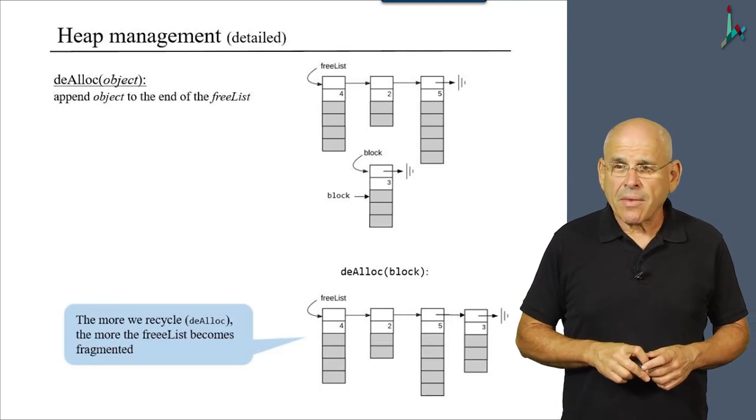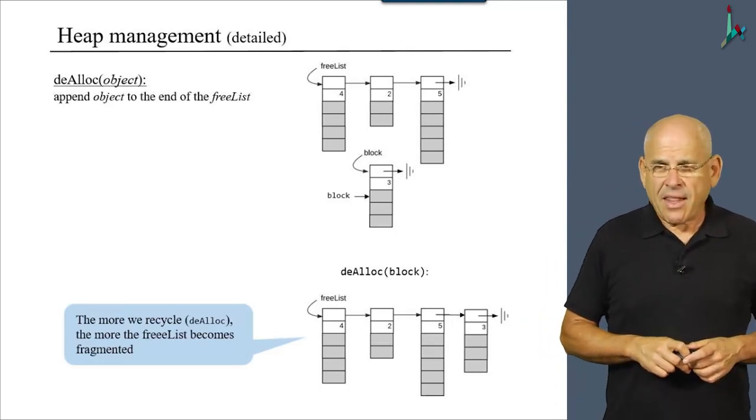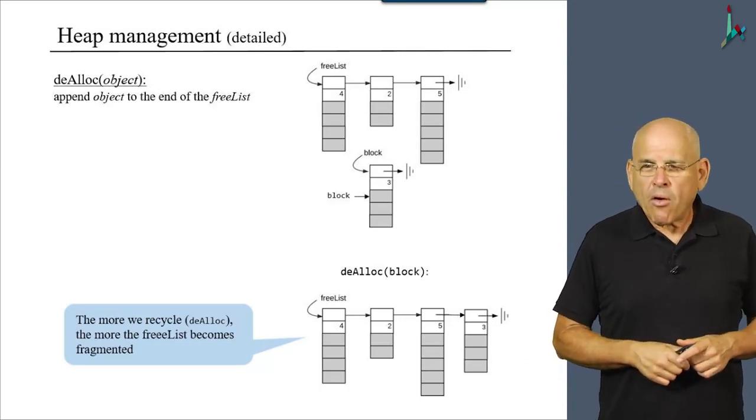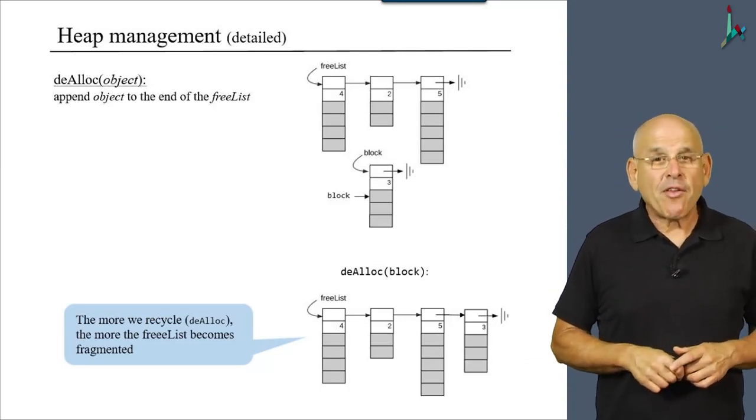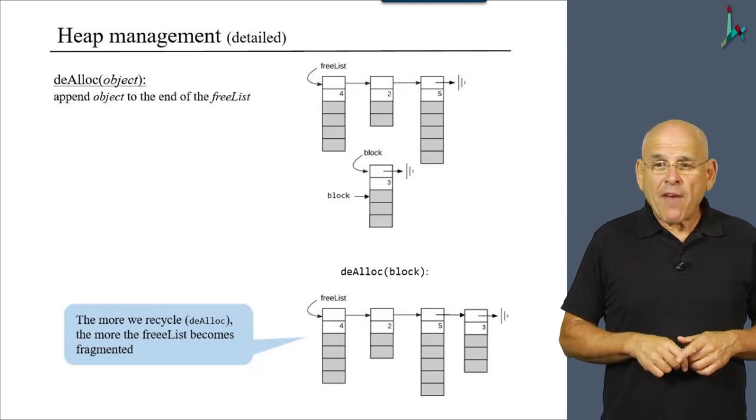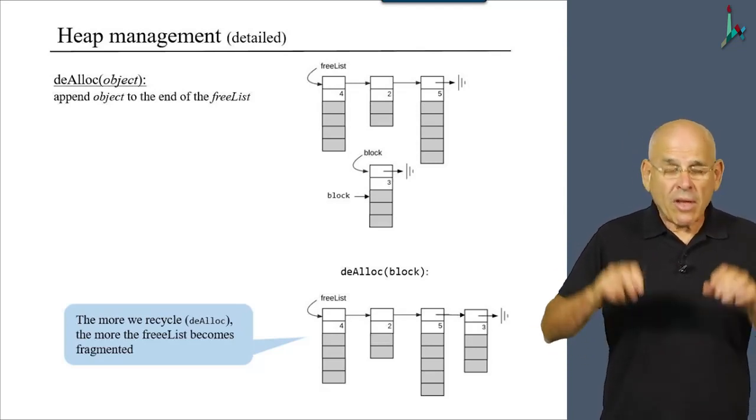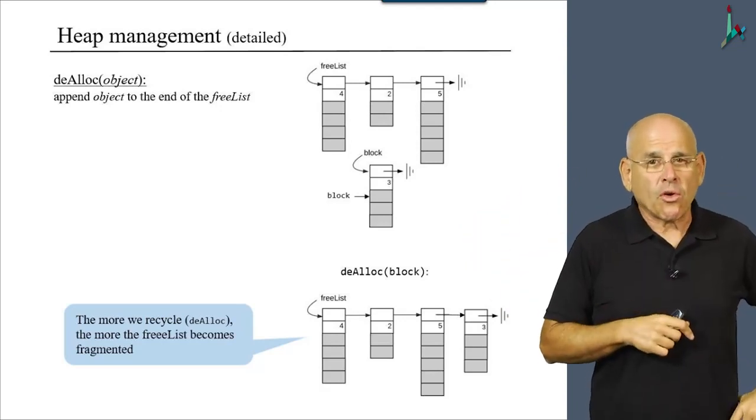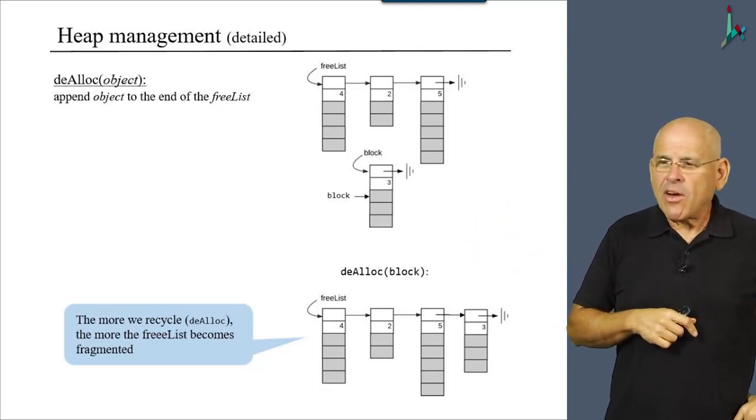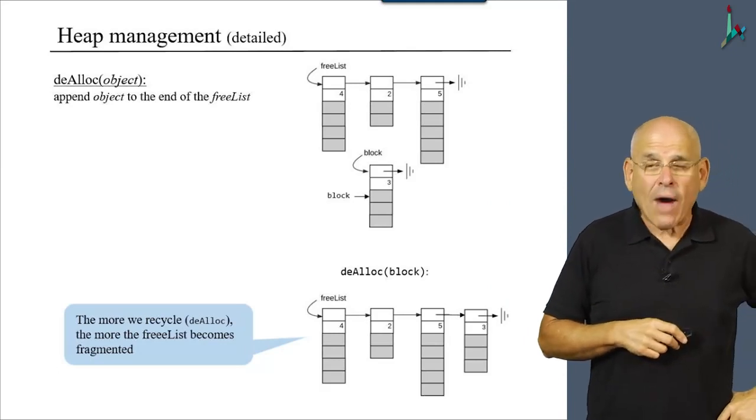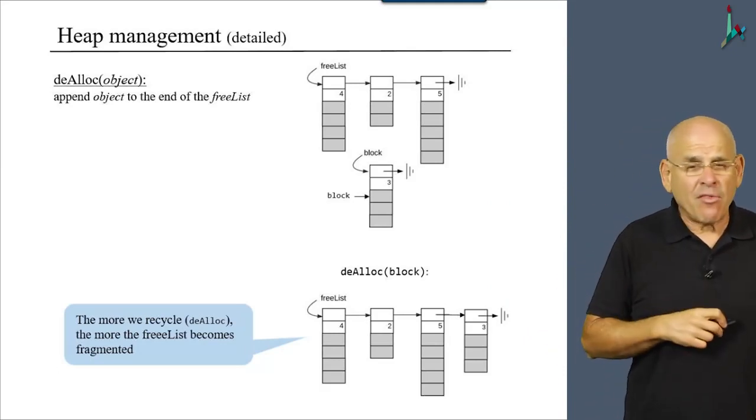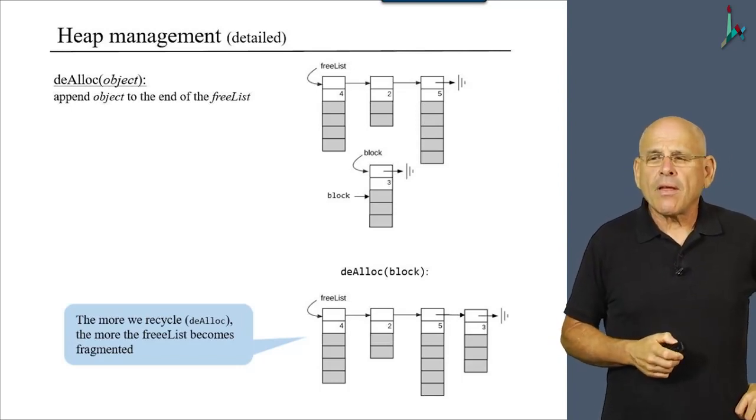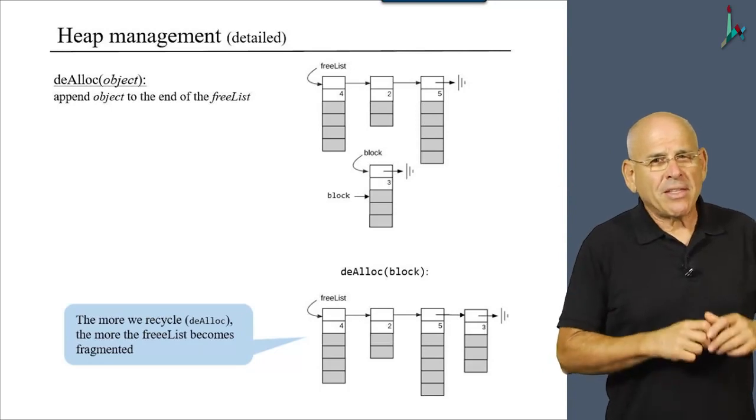is implemented. Now notice that the more we recycle, the more the free list will become fragmented. And by fragmented, we mean that it will contain many segments which are rather short. And this is going to be a little bit frustrating. Why? It will be frustrating for alloc. Why is that? Well, one way to describe it is the following.